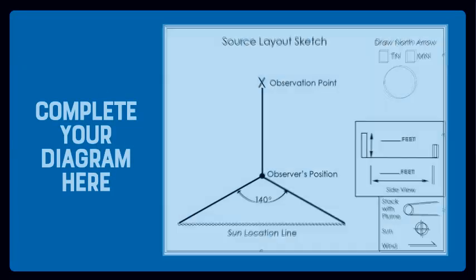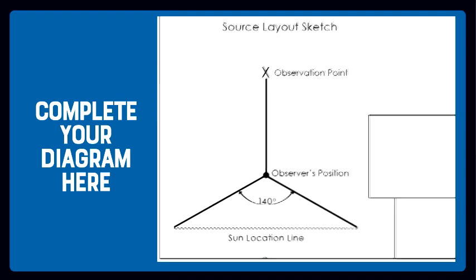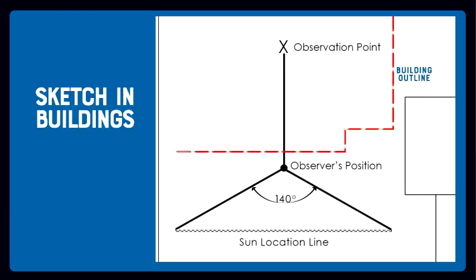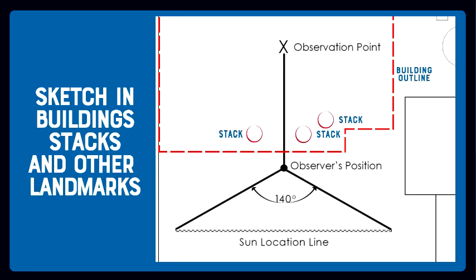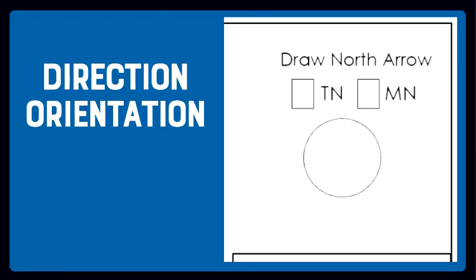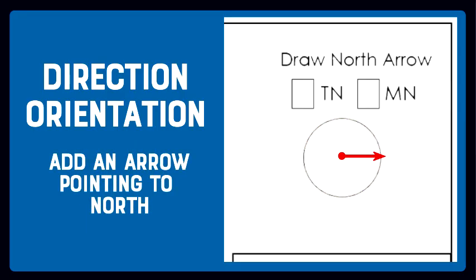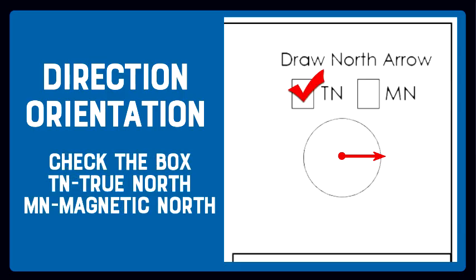Let's familiarize ourselves with the sketch diagram first. The left side of the sketch is where the observer completes the main part of the diagram. The observer should add landmarks to clearly locate the emission source and observer. The upper right of the form defines direction orientation. Imagine the circle is a compass and add an arrow to indicate north. Check the box for true north or magnetic north.